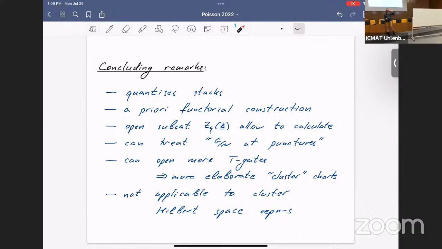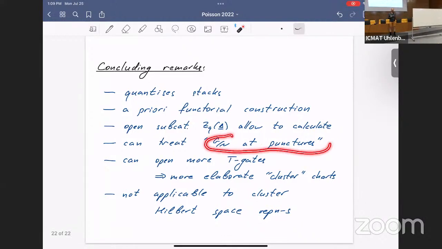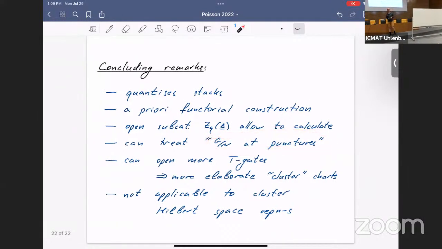Okay, this construction is a priori functorial, which is good. Cluster algebra brings some means of calculating something in terms of these factorization homology constructions, because you cannot really tell what the category is, right? But you can test it against some open subcategories that you know everything about. They're just modules over corresponding quantum toric or quantum cluster charts. You can now treat indeed this case of framed flags sitting at punctures.